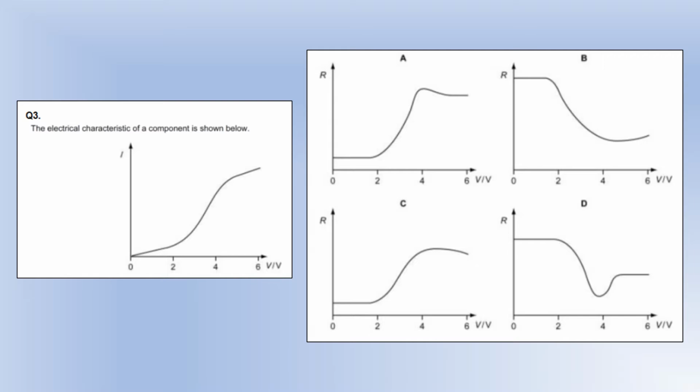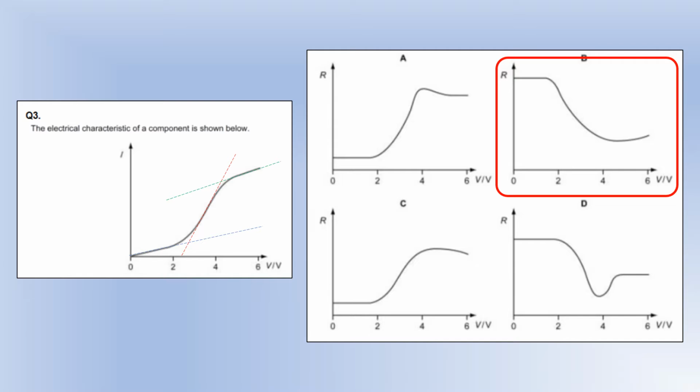Okay, so we've got an electrical characteristic, or an IV characteristic, for a component, and we want to match it up to its resistance versus potential difference graph. So what I'm going to do is identify which one's the correct one, and then we'll talk about how we get to this graph. I'm going to break the graph up into three sections, essentially. So we've got the first section where it's behaving like an ohmic conductor. So resistance is the reciprocal of the gradient. So let's start with that.